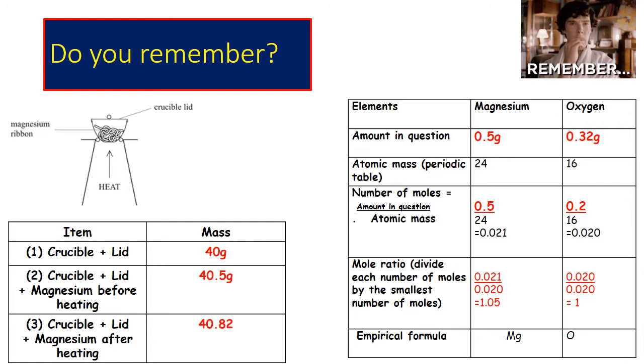So I want to look at the ratio between those two things. So to get a whole number ratio, I can divide by the smallest number of that pair. And so in this case, I can divide both numbers by 0.02. And that gives me a number for magnesium of 1.05 and of oxygen of 1, exactly. Now the 1.05 is so close to 1 that we can say that magnesium and oxygen have a 1-to-1 ratio, so the empirical formula is MgO.